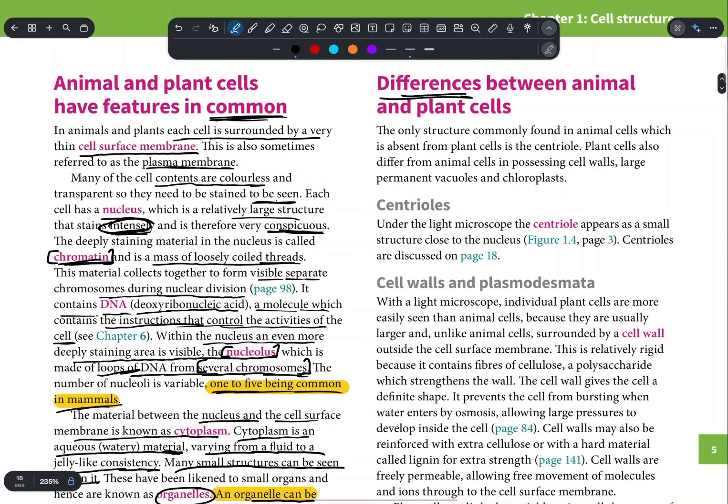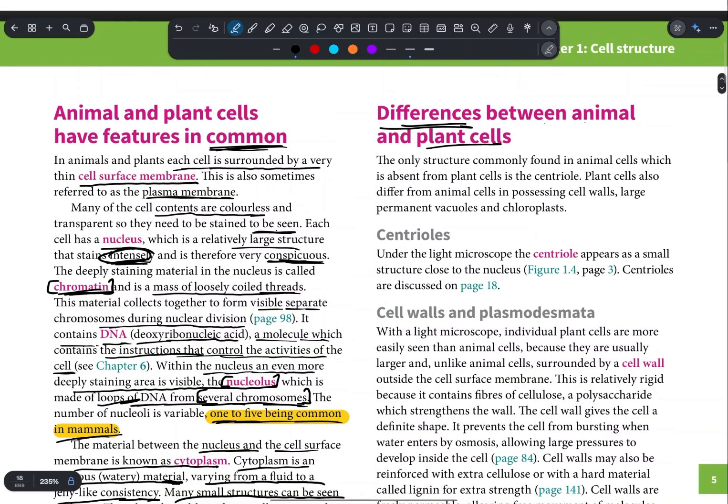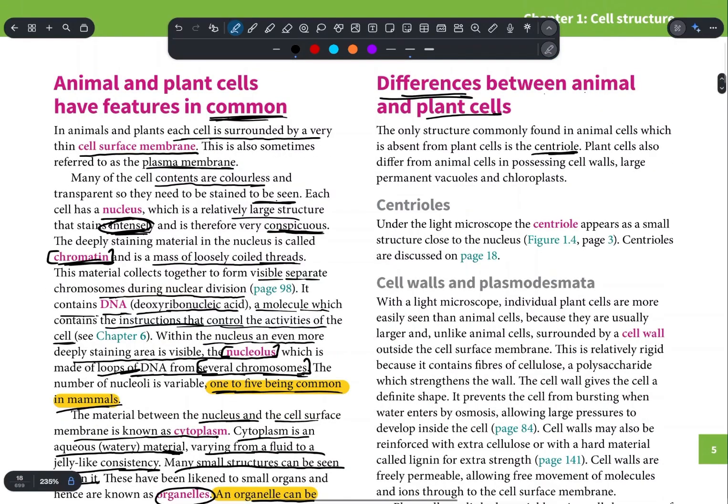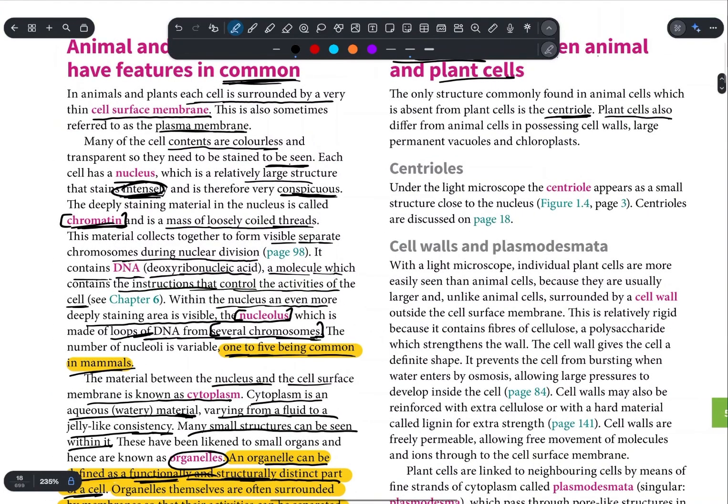Now we are going to talk about differences between animal and plant cells. The only structure commonly found in animal cells which is absent from the plant cell is a centriole. So the centriole is the only structure present only in animal cells, not in plant cells. Although there are some exceptions, for now we are going to consider that. Plant cells also differ from animal cells in possessing a cell wall, large permanent vacuoles, and chloroplasts. So in plant cells we can find vacuoles and chloroplasts, but we can't find them in the animal cell.